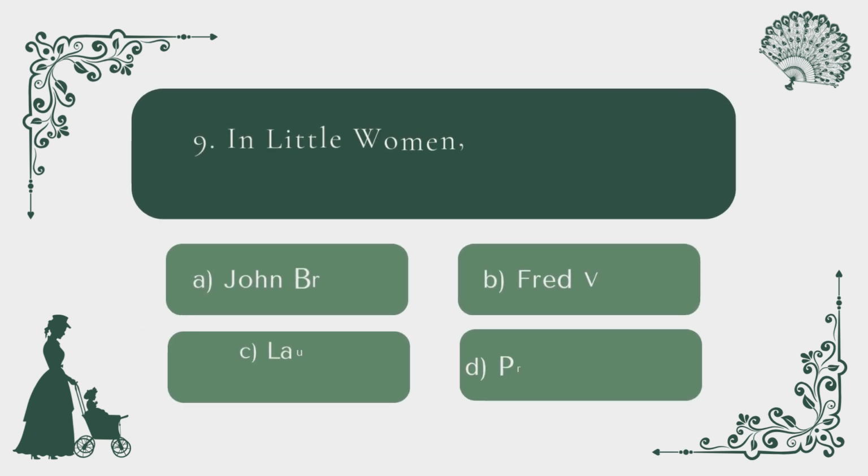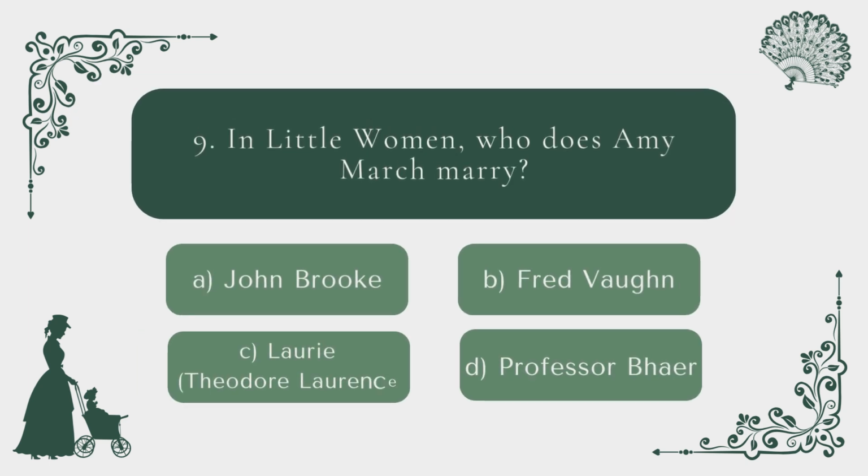In Little Women, who does Amy March marry? A. John Brooke. B. Fred Vaughan. C. Laurie, Theodore Lawrence. D. Professor Bear.